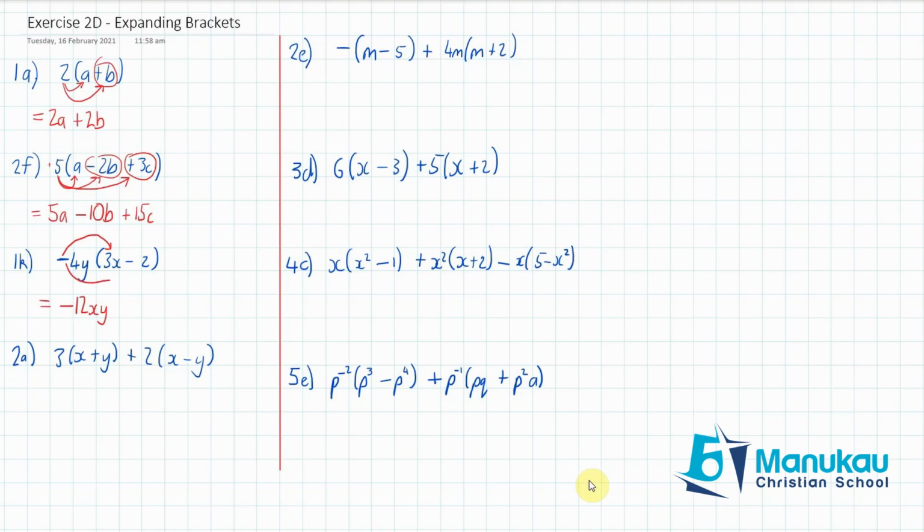And then I'm going to go minus 4y multiplied by minus 2. Now a minus times a minus is a positive, and 4 times 2 is 8, so it's positive 8, and don't forget to put the y in.